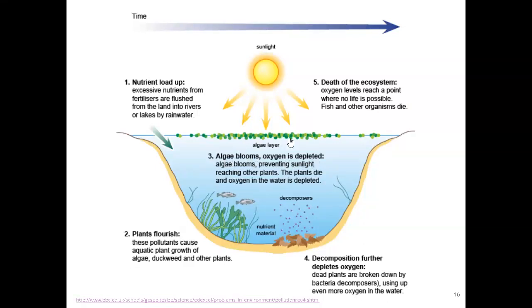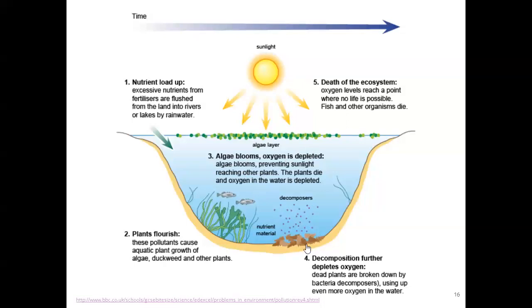Oxygen is depleted because the plants, you think that they're doing photosynthesis, but at the same time, they need to breathe too. So they use up all the oxygen, and the oxygen is depleted, no oxygen left. Okay, and that prevents the sunlight from reaching other plants. So you are favoring these plants over the plants under the water body. The plants die. After a while, they die, right? So every living thing dies after a while. The plants die and the oxygen in the water is depleted.